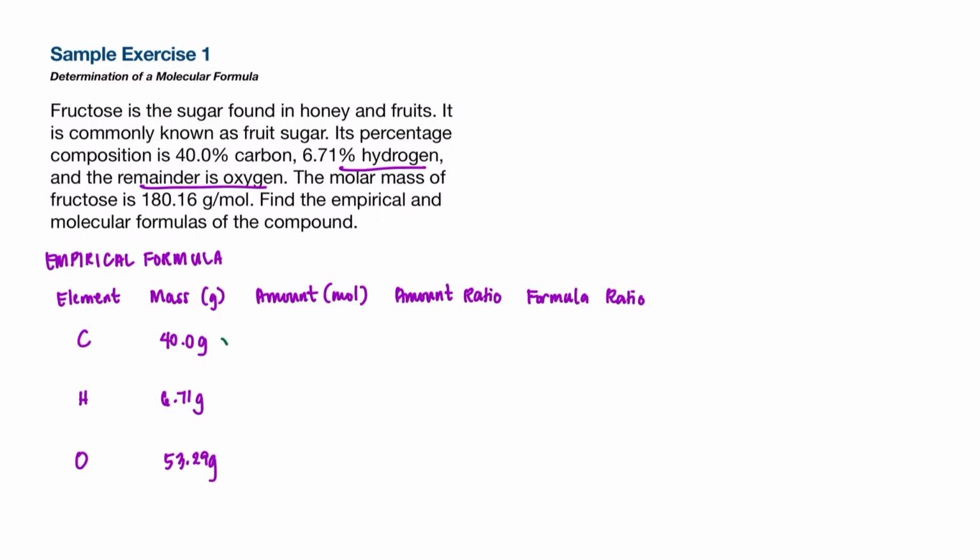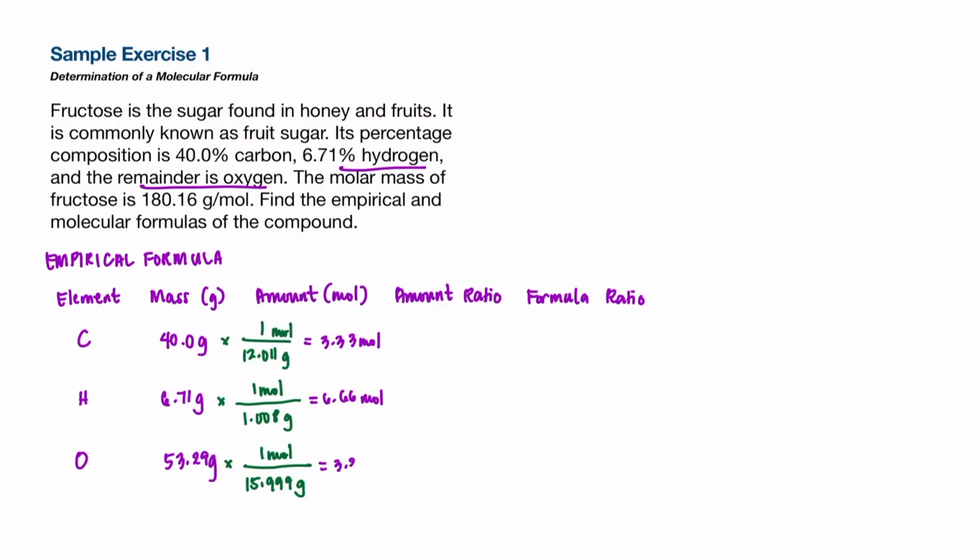The next step is to get the moles of each element. For carbon, we will multiply 40 grams by 1 mole over 12.011 grams. And the answer is equal to 3.33 moles of carbon. For hydrogen, we will multiply it by 1 mole over 1.008 grams. And the answer is 6.66 moles of hydrogen. For oxygen, we will multiply it by 1 mole over 15.999 grams. The answer is 3.33 moles of oxygen.